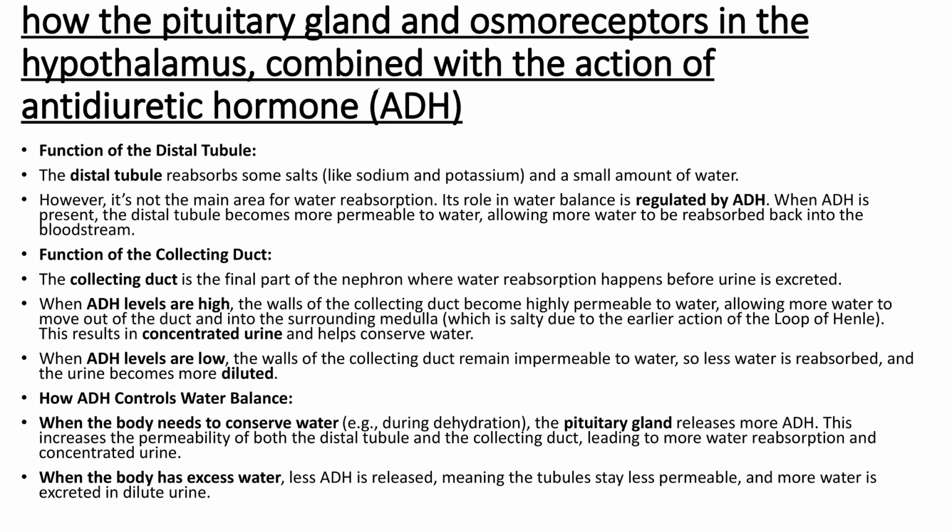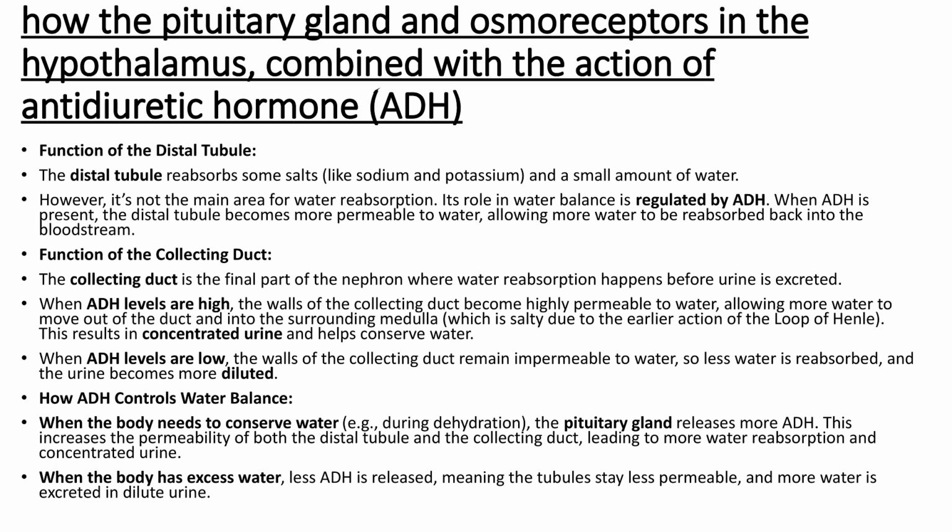Now let's move on to the role of ADH in water regulation. Antidiuretic hormone, ADH, is crucial for regulating water balance in the body. This ADH is produced by the pituitary gland. ADH controls the permeability of the distal convoluted tubule and the collecting duct in the nephron.